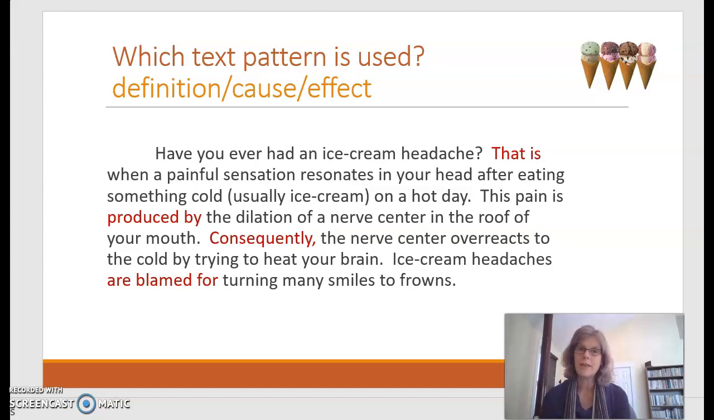Hopefully you can see that there is a definition at the beginning talking about what's an ice cream headache, right? That is, and then there's a good definition. But they go on to talk about the causes and effects of that ice cream headache. Where does it come from? What does it result in? That's the text pattern that this writer uses.